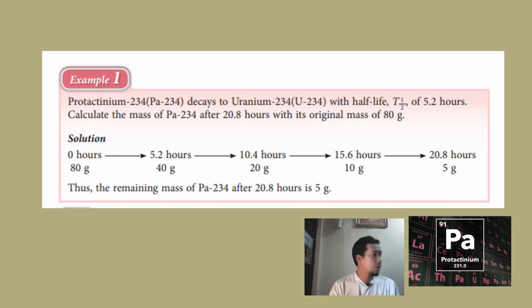protactinium-234 after 20.8 hours. The first half-life is 5.2, the second half-life is 10.4 hours, the third is 15.6, and the fourth is 20.8. So 80 becomes 40, 40 becomes 20, 20 becomes 10, 10 becomes 5. So the remaining mass of protactinium after 20.8 hours is 5 grams.